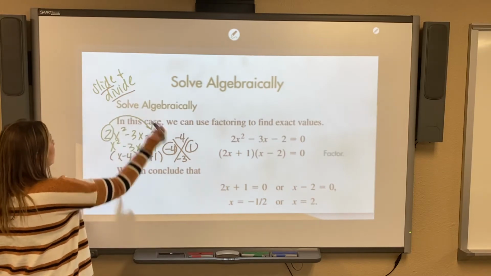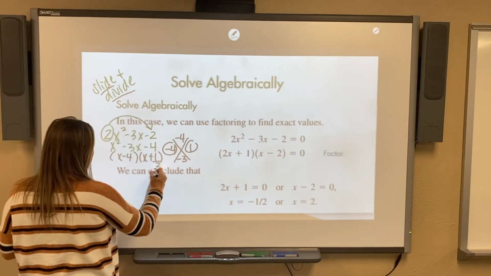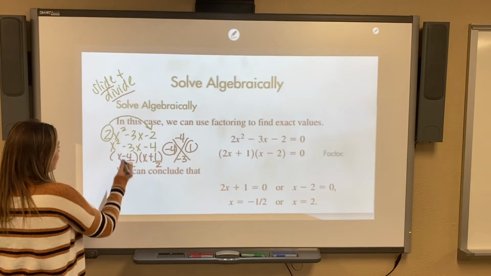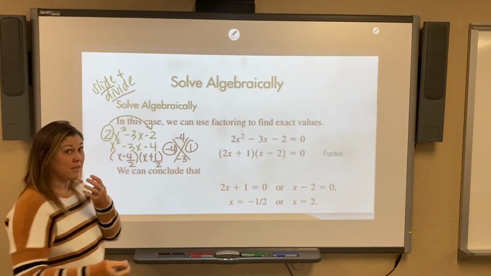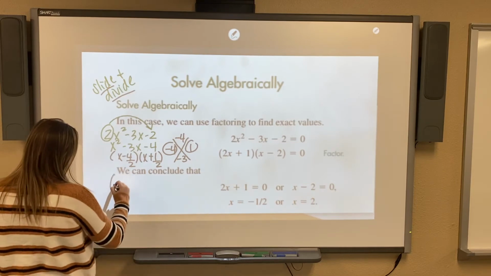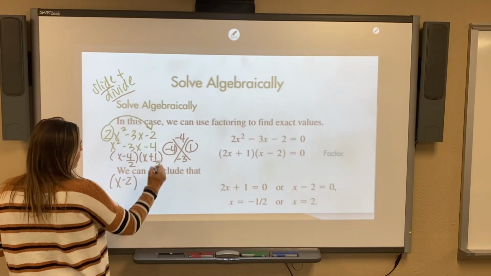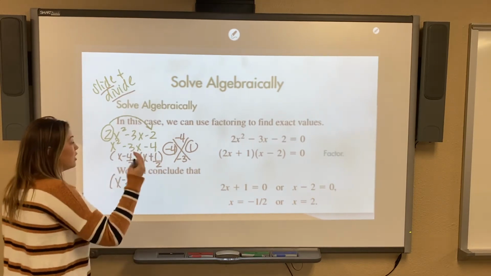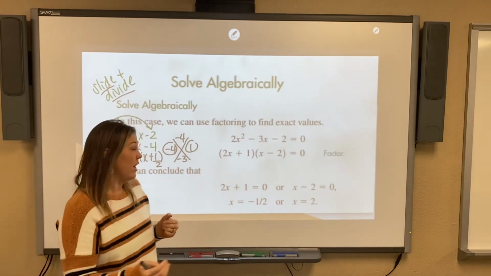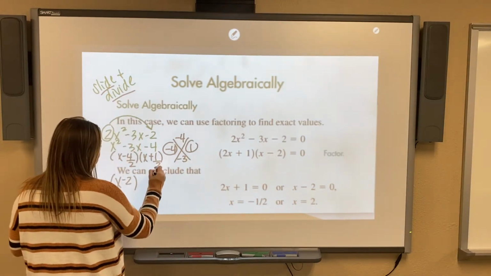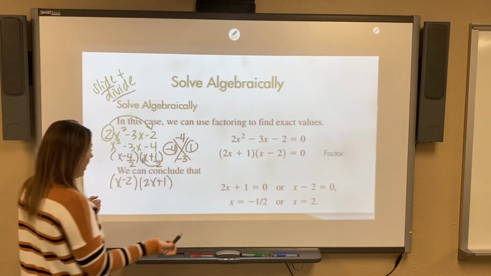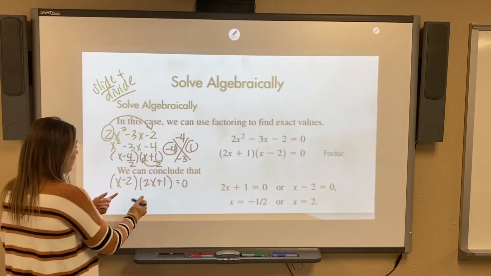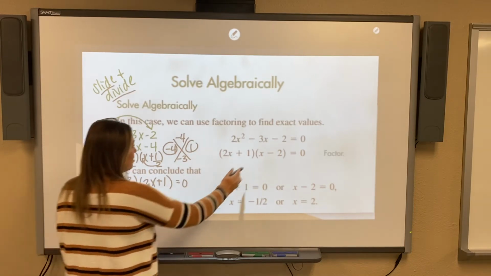So if we multiply by 2, we have to divide by 2. So x, and then we have the negative 4 over 2. That simplifies to be negative 2. So this is x minus 2. And then here we have x plus 1/2. So 1/2 does not simplify, so I'm going to take this 2 and put it out front. So we have 2x plus 1, and that equals 0. And that's exactly what we got: 2x plus 1 here, x minus 2 here.